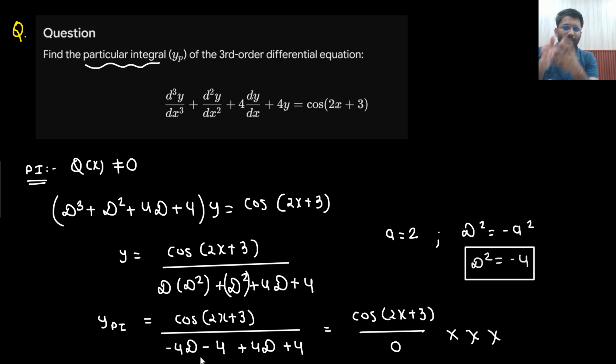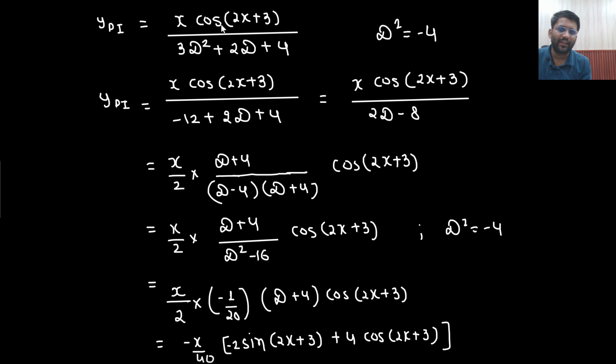D square (d cube plus d square plus 4d plus 4). This is something that we wrote down. Then I know that sir, d square can be replaced with minus 4. So I put minus 4 here, minus 4 plus 4d plus 4. It is creating a problem for me, sir. Since it is creating a problem, what I would do? Differentiate and multiply with x. This x will be treated as constant because this has been multiplied from our side.